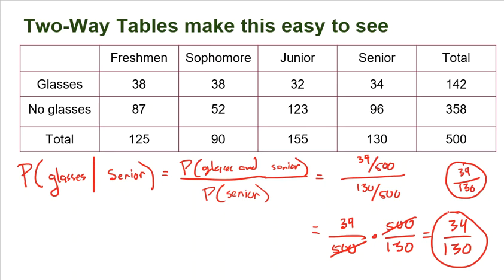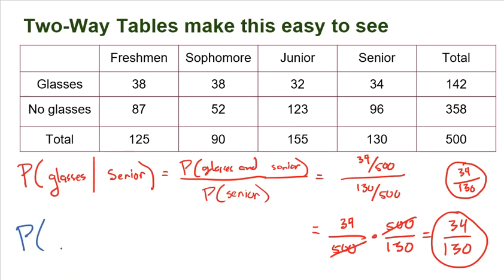But I really want to make sure you understand the idea of the formula. We first need to look at both glasses and senior. 34 out of 500 kids meet that qualification. Then in the denominator, we need to look at the condition, just being a senior, 130 out of 500. And then when you divide them, the fraction reduces, the 500s cancel, and you get that final answer that we know we needed. How simple and easy was that? Pretty simple, right? Let's just do one more very quickly.